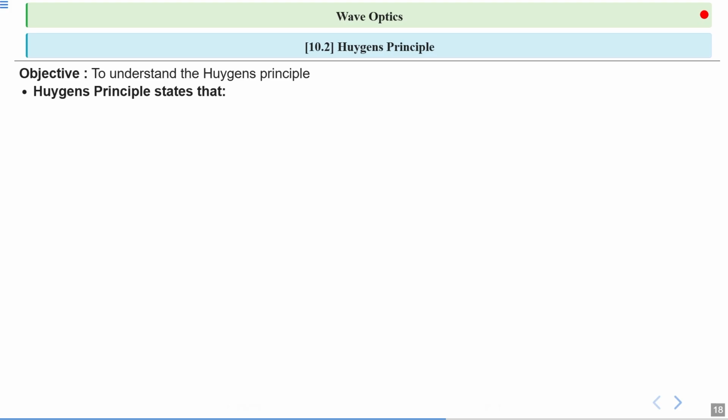So let's start by defining Huygens principle. It states that every point on a wavefront acts as a source of new disturbance known as secondary wavelets. This concept is essential because it explains how waves can spread out and change direction, forming new wavefronts.